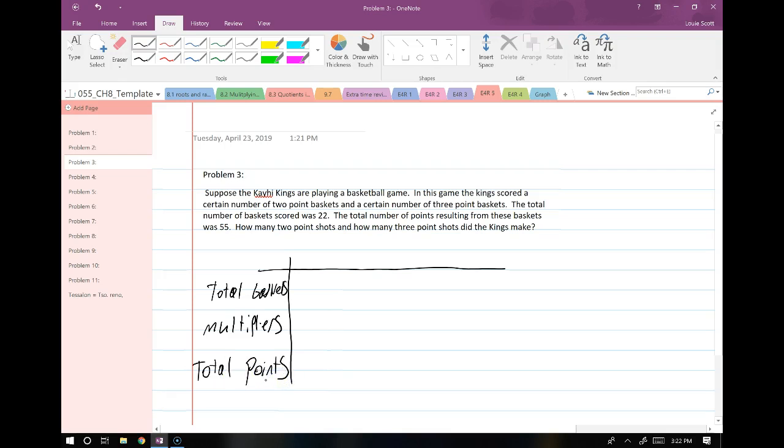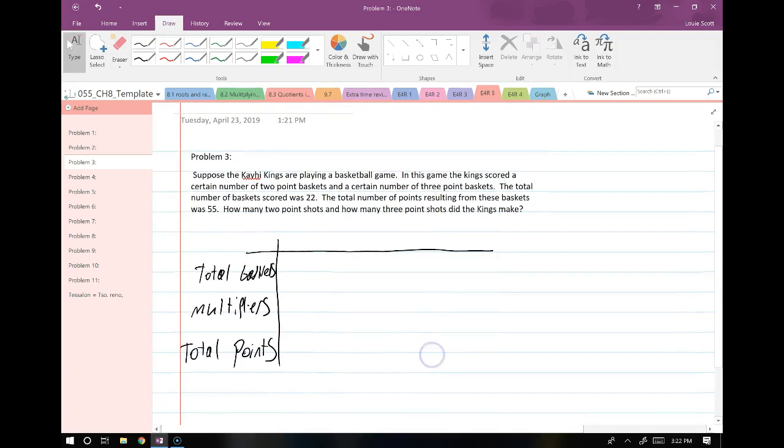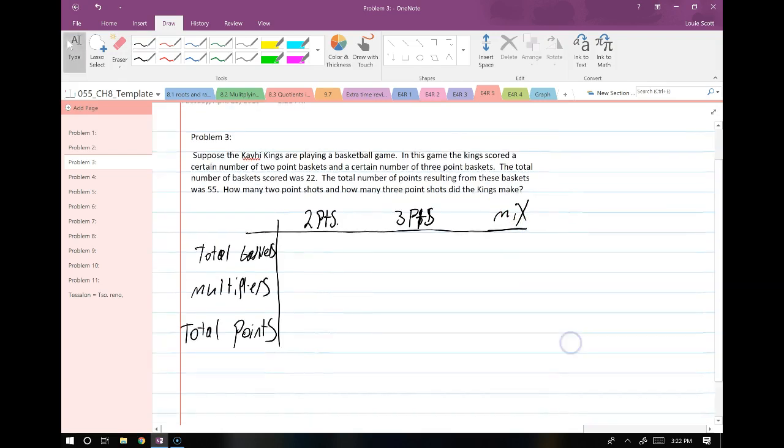Right? So on the top, it's the total number of actions. On the very bottom row, it's the total number of points or whatever resulting from those actions. So let's see now. We have 2-point baskets and 3-point baskets. So in the first column, we'll put 2-pointers. Second column, we'll put 3-pointers. And then in the end, we'll just put a mix. All right, so I'm going to say the number of 2-point baskets I make is X, number of 3-point baskets is Y, and then the total number of baskets scored was 22, so the mix is 22 baskets.